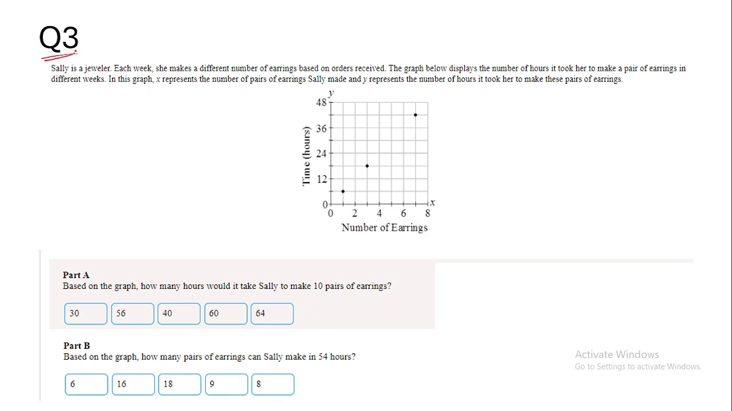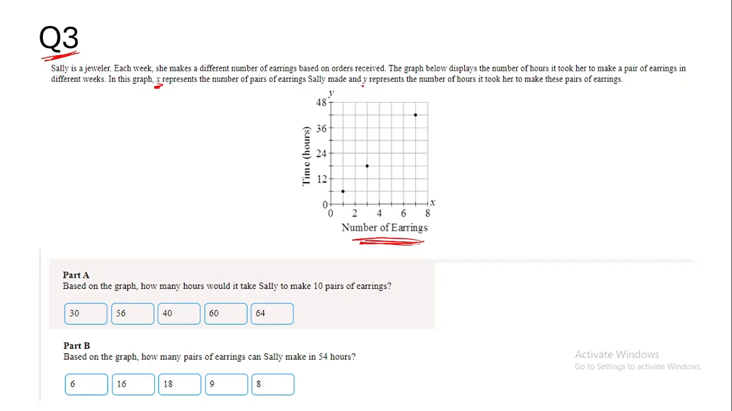Okay, question number 3. Sally is a jeweler. Each week she makes a different number of earrings based on orders received. The graph below displays the number of hours it took her to make a pair of earrings in different weeks. In this graph, X represents the number of pairs of earrings Sally made, which is this one. This is the X.